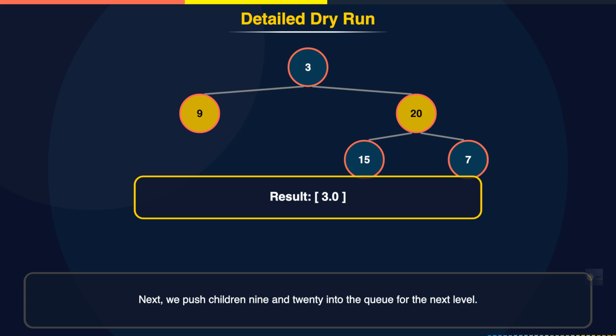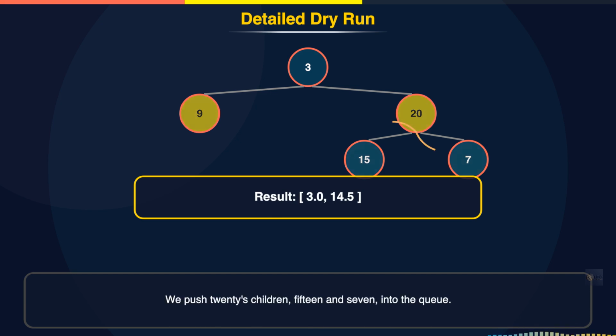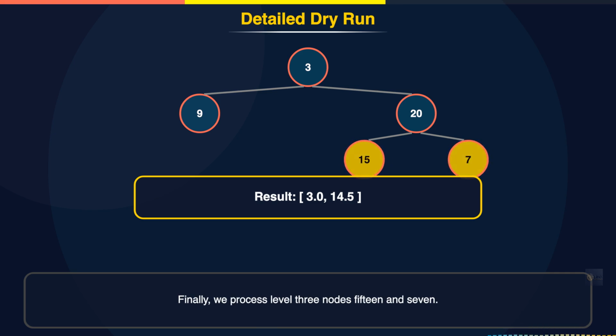Now for level 2, the queue has 2 nodes, 9 and 20. Level size is 2. We pop 9, then pop 20. Our sum is 29. Dividing by 2 gives 14.5. We push 20's children, 15 and 7, into the queue. Finally, level 3. Level size is 2. We pop 15 and 7, sum is 22, average is 11. The queue is now empty, and our final result array is 3, 14.5, and 11.